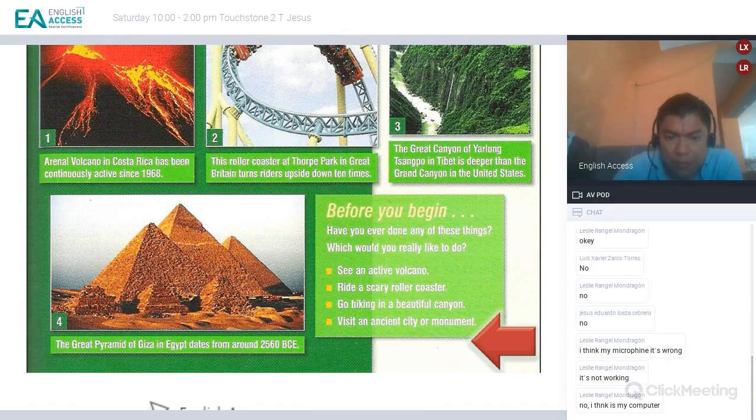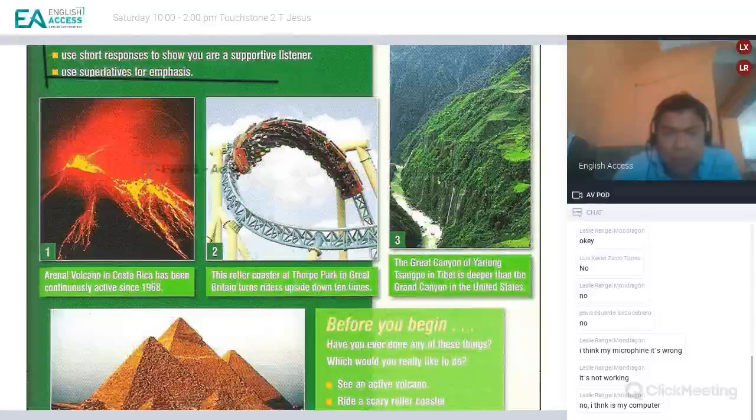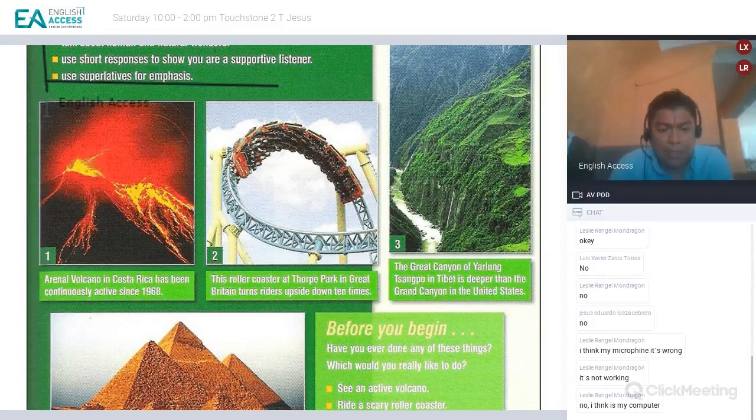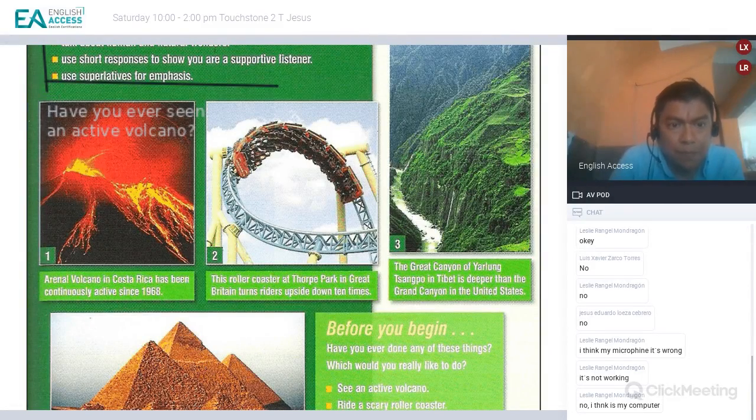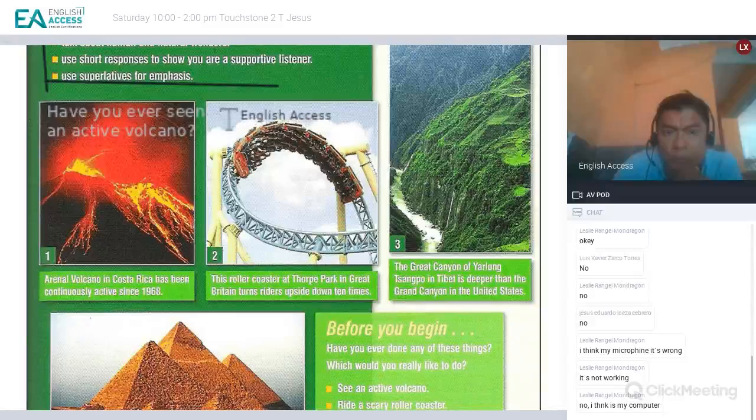Question number 1 would be, have you ever done any of these things? Yeah, a complete question. I'll give you an example. Have you ever seen an active volcano? Yes, that's question 1.